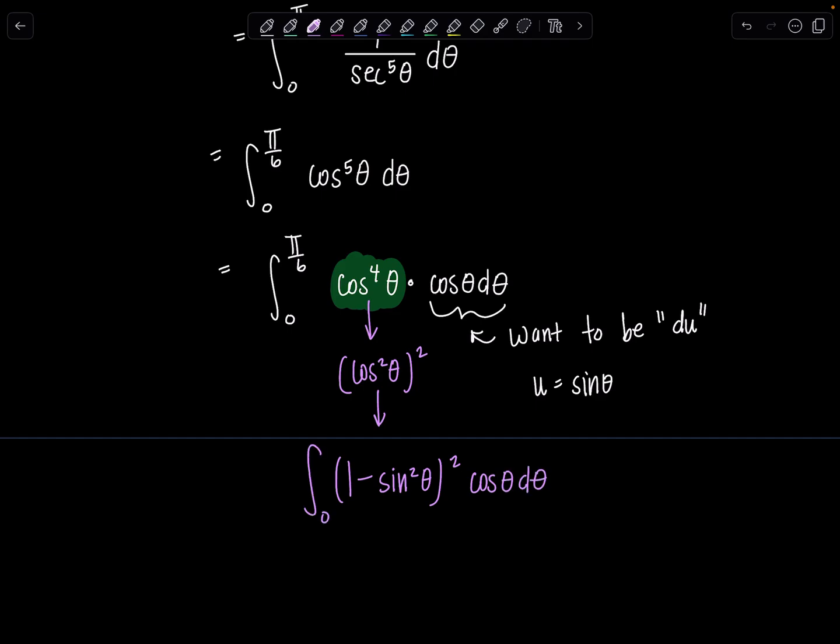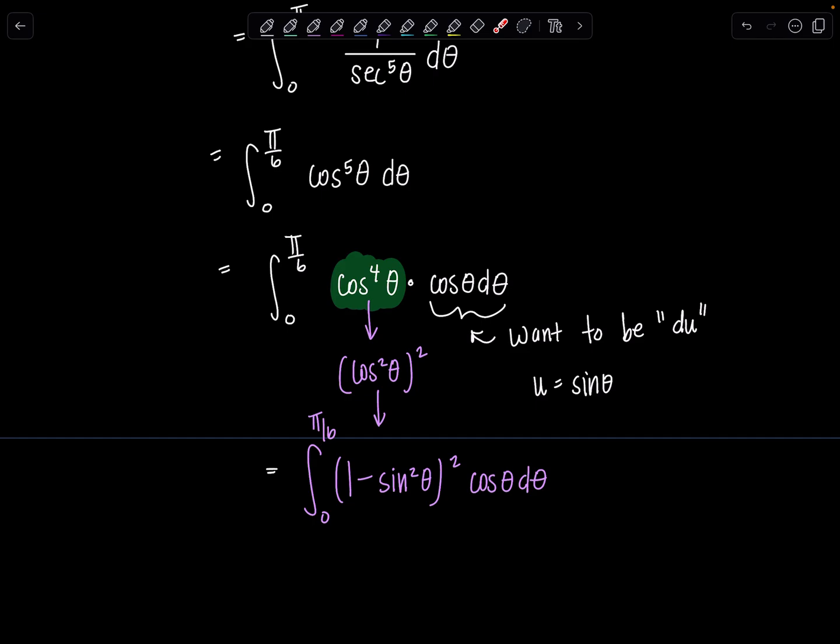Integral 0 to pi over 6. You see how that worked out so beautifully? And it doesn't work out as beautifully when the power is even, unfortunately. You can't pluck off an odd one and do this substitution. So we have to do something else, which is more painful.